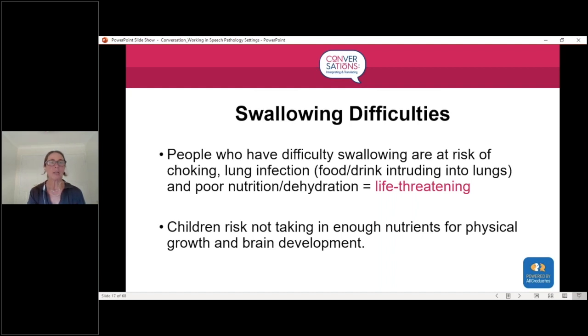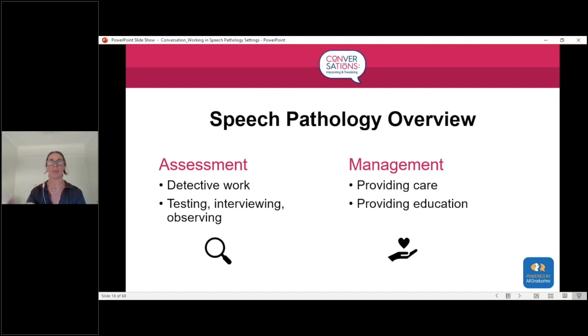For children, it's also very serious because if a child doesn't have enough nutrients, that can compromise their physical growth and their brain development, okay? So speech pathologists are involved in care for people who have swallowing difficulties. We'll come back to that more later. So just to give you an overview, I said I was going to come back to these two words, assessment and management, because speech pathologists do both. They assess and they manage communication and swallowing difficulties. So just a quick word on assessment.